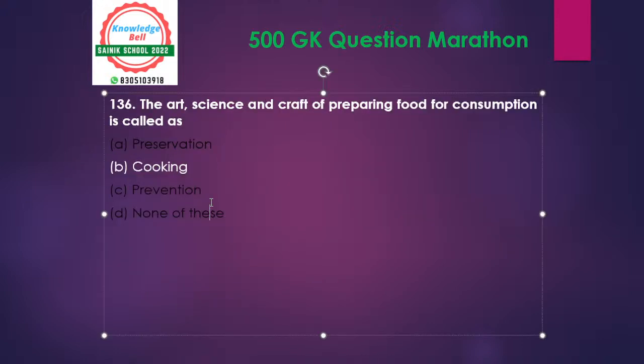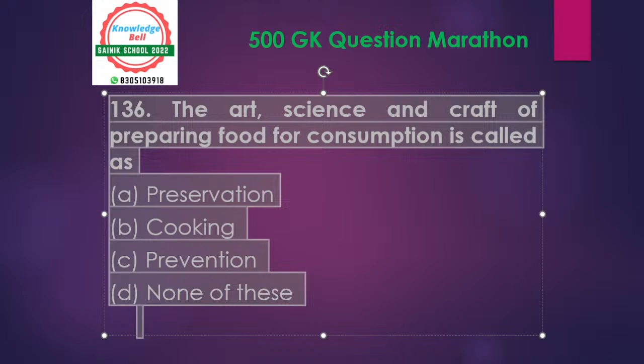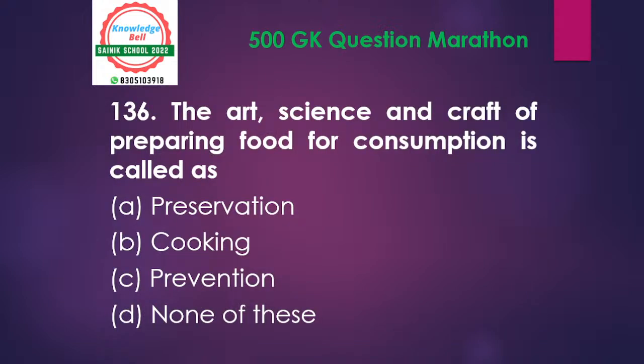The next question. The art, science and craft of preparing food for the purpose of consumption is called preservation, cooking, prevention, or none of these. Correct Shri Raghu, correct Pratyaksh, good, correct Sarthak. What will be the correct answer?